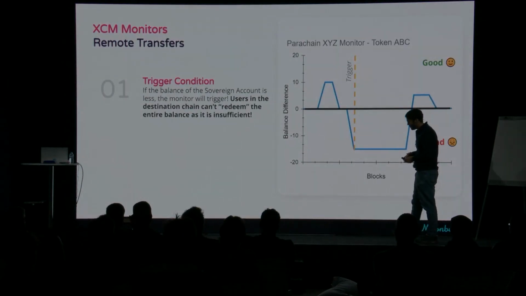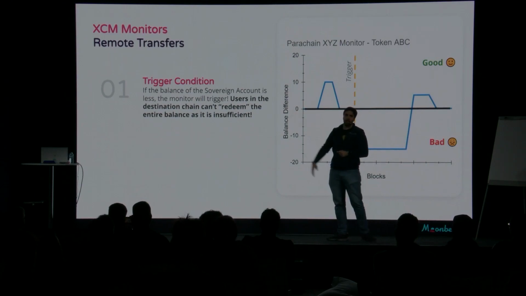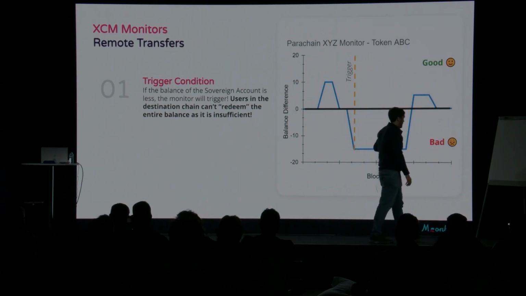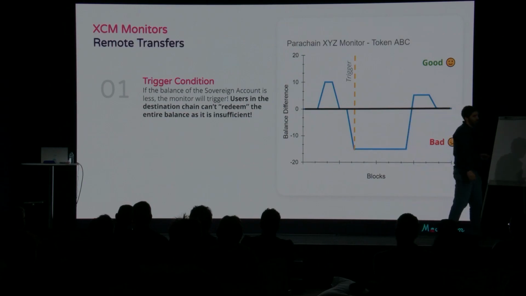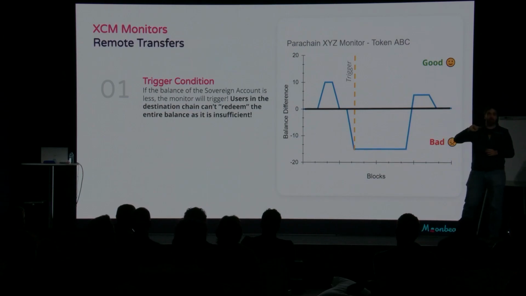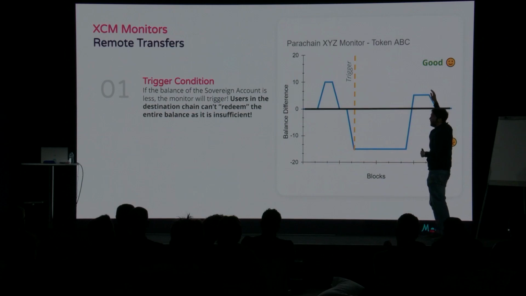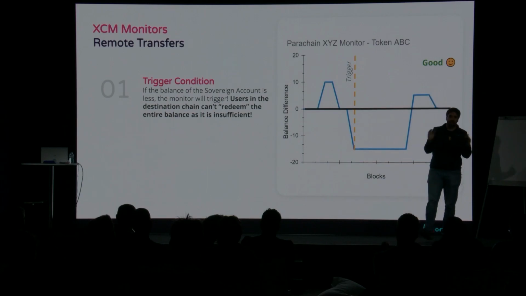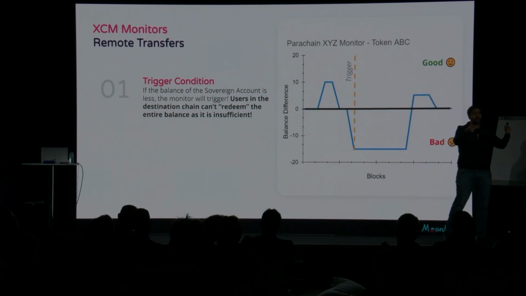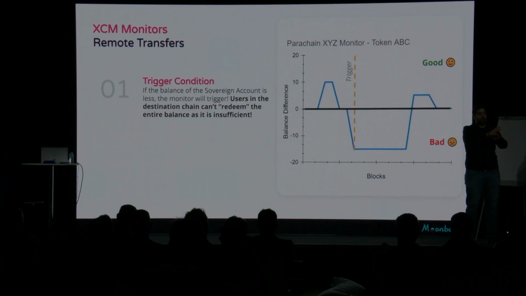And so to explain how our monitors work, let's go back to the remote transfer example. I created this plot here that represents the difference between the sovereign account balance and the actual total supply of the token on the other chain. If it's positive, it means that all is good. Everything is great because we have more tokens than we actually have minted on the other side. And if all the users on the destination chain want to withdraw at the same time, they're going to get their tokens back. Everything is good.